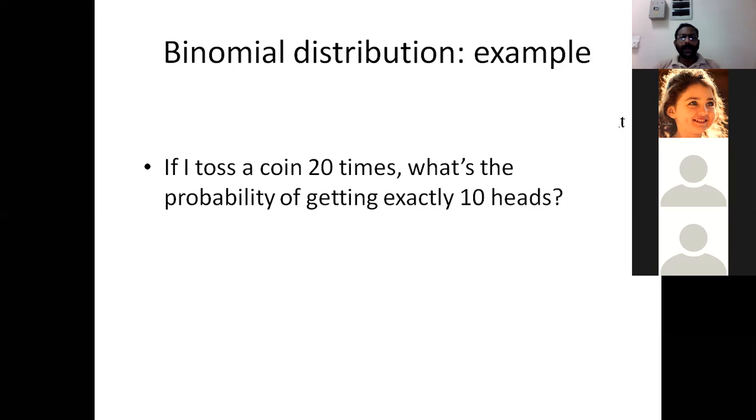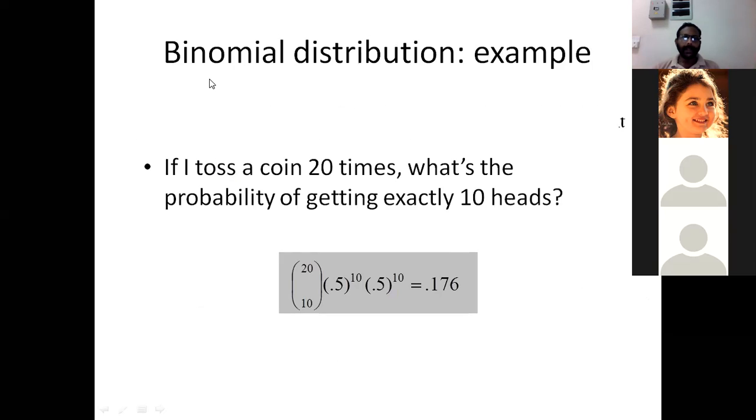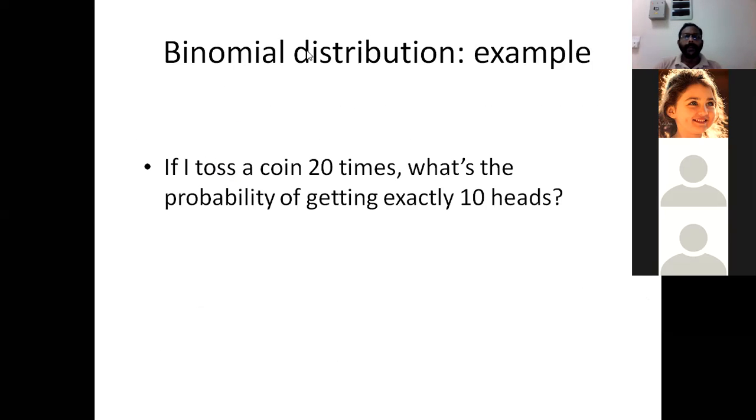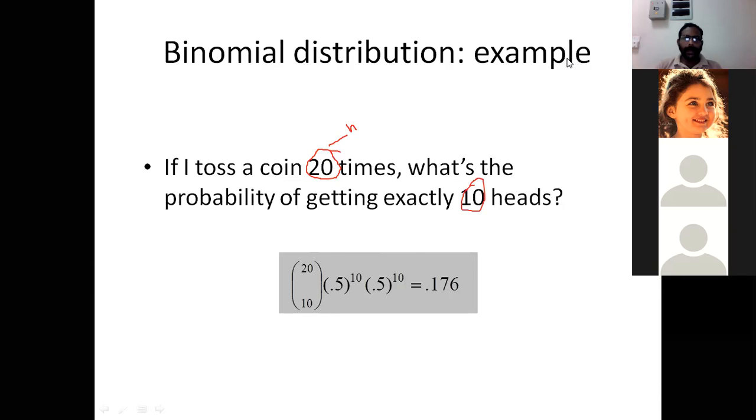Right, if I toss a coin 20 times, what is the probability of getting exactly 10 heads? How can I find out? So, what is n? n is 20, number of trials. What about this? This is the x, that is the number of heads obtained. So this is how I can write it down, because what is this probability? Half, which I can also write as, right? So this is the factor which indicates the n.